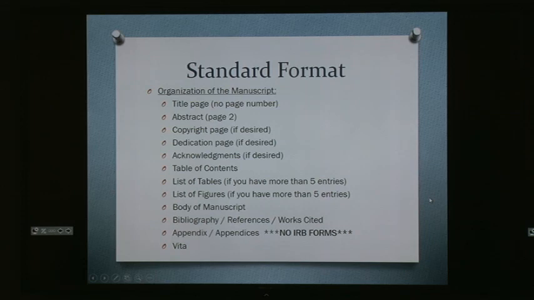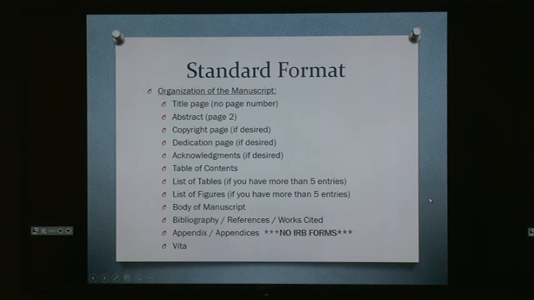Okay, so for the standard format, this is the order in which things are going to be. Just a reminder, all of this is in the thesis dissertation guide, taken directly out of it. Title page is first, no page number, abstract will be page 2. Copyright, a dedication, and acknowledgements are all optional. And then your table of contents, list of tables and figures.